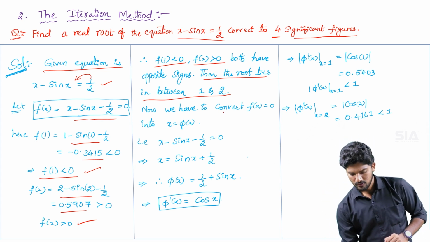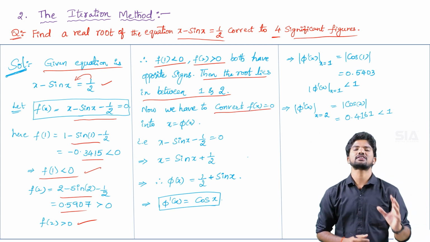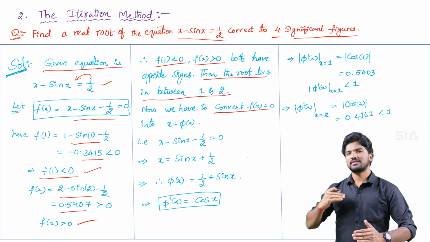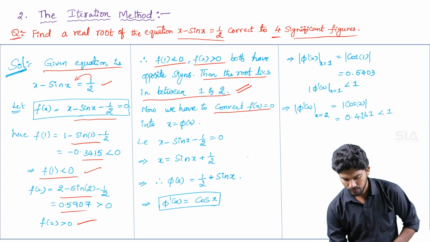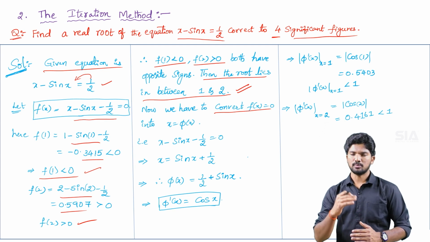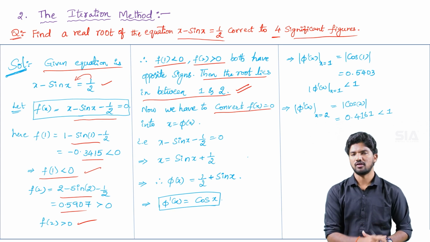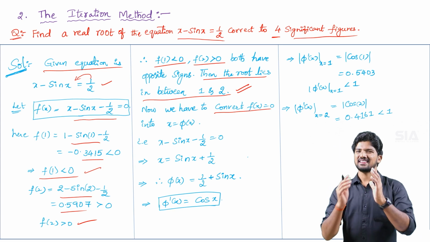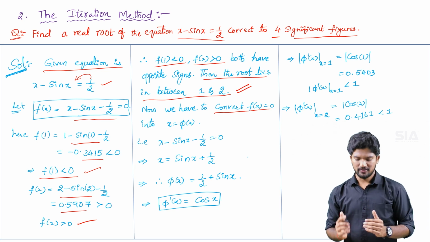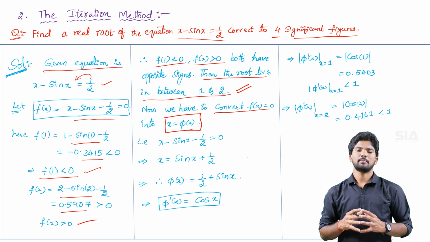Now we have to convert f of x is equal to 0 into x is equal to phi of x. From here the process will change. Up to finding the a, b values, that is the initial approximation values, the process resembles the bisection method and the false position method. Now from here, the given equation f of x equal to 0 we have to convert into x is equal to phi of x.